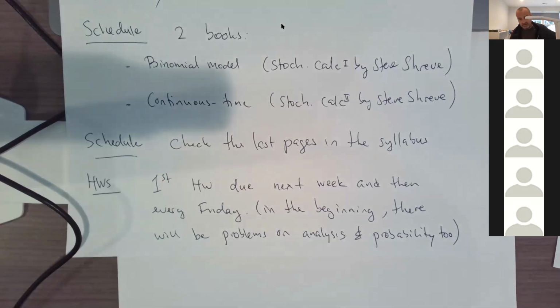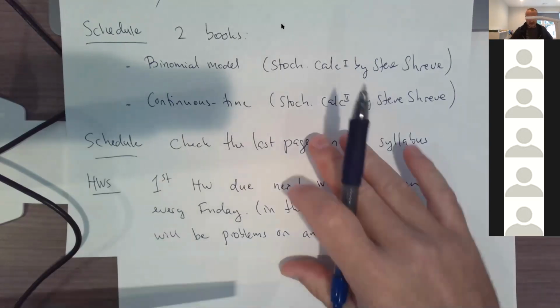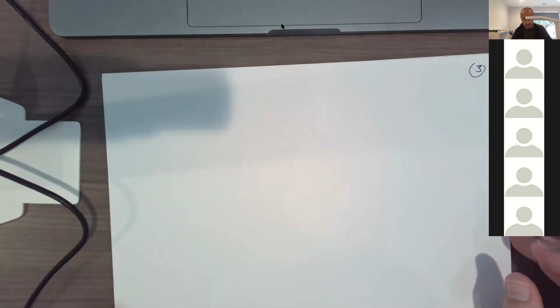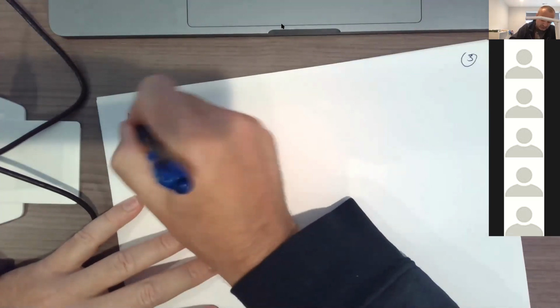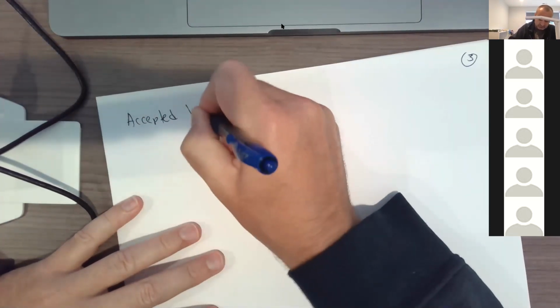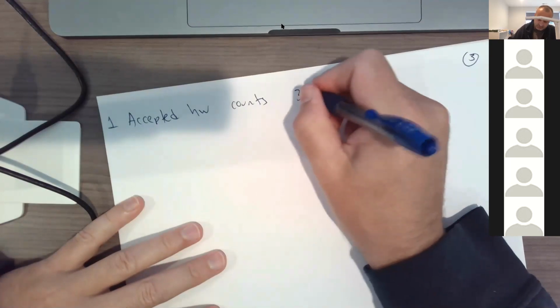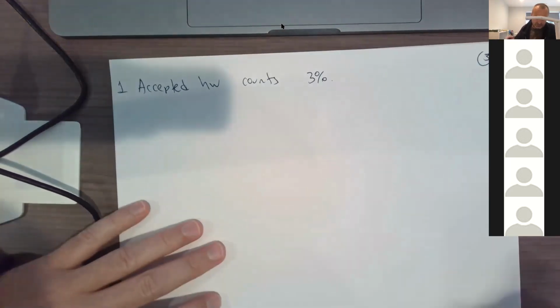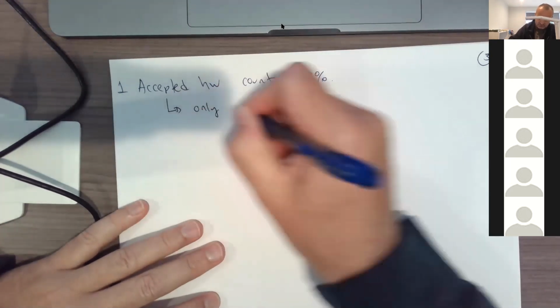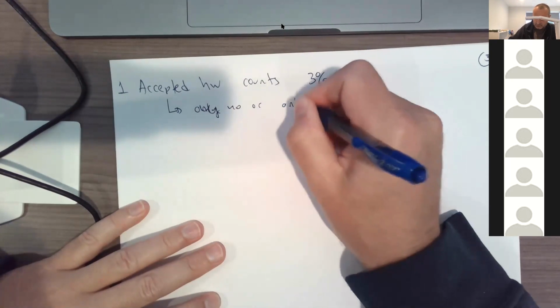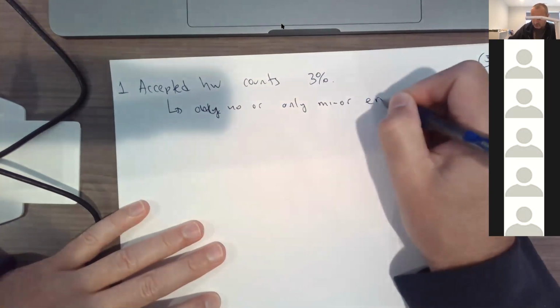Okay, so you'll do it online, and the way that the homework is going to be graded is a little bit different, perhaps, than what you're used to. Over the years, I've tried different ways of having homework graded, and some years ago, I settled on the following. One accepted homework counts for 3%. And what does it mean to be accepted? Well, it means that there are no or only minor errors.